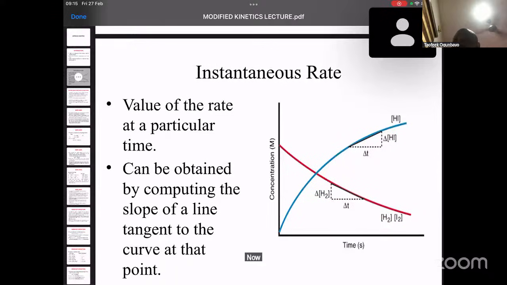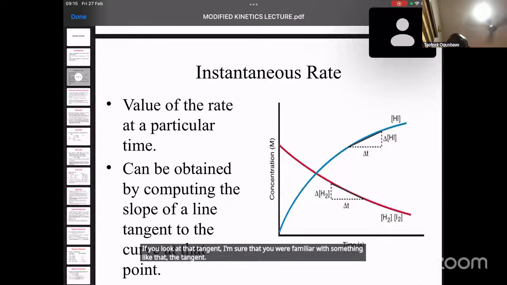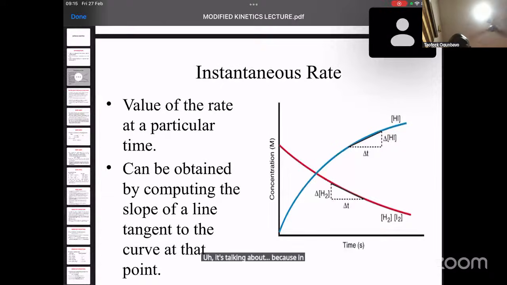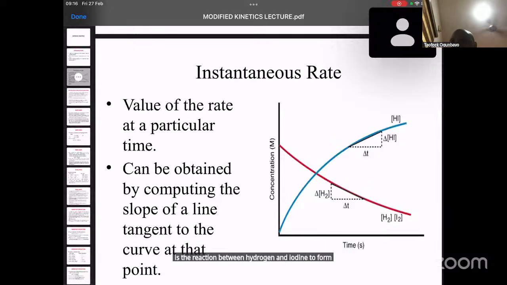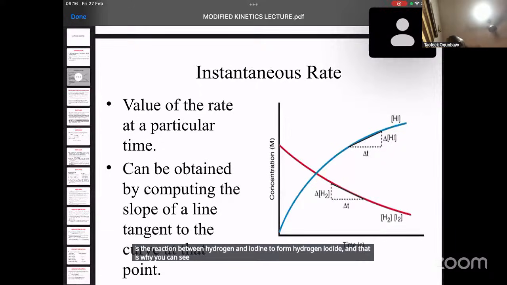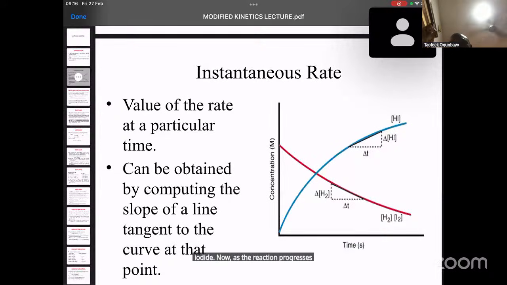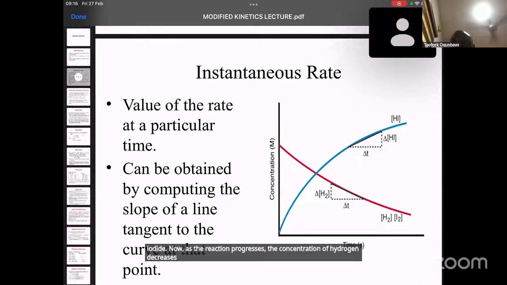Now, for the reactant, which is red, if you look at that tangent, I'm sure you are familiar with something like that. In this case, this is a reaction. I think there was a mistake; the reaction should have been written here. It's a reaction between hydrogen and iodine to form hydrogen iodide. And that is why you can see red is the curve for the concentration of hydrogen, while blue is the curve for the concentration of hydrogen iodide. As the reaction progresses, the concentration of hydrogen decreases, while the concentration of hydrogen iodide increases.